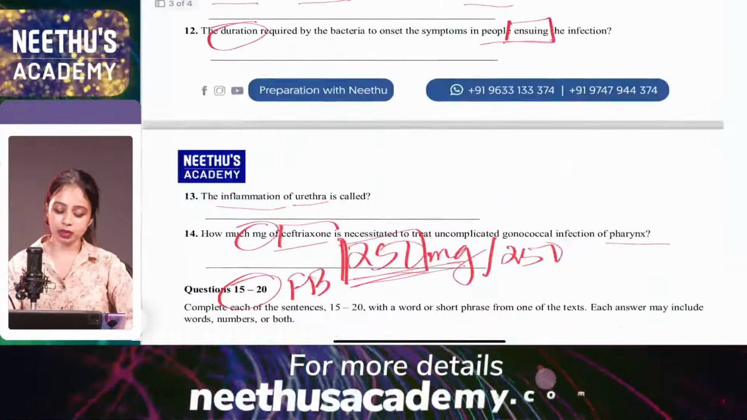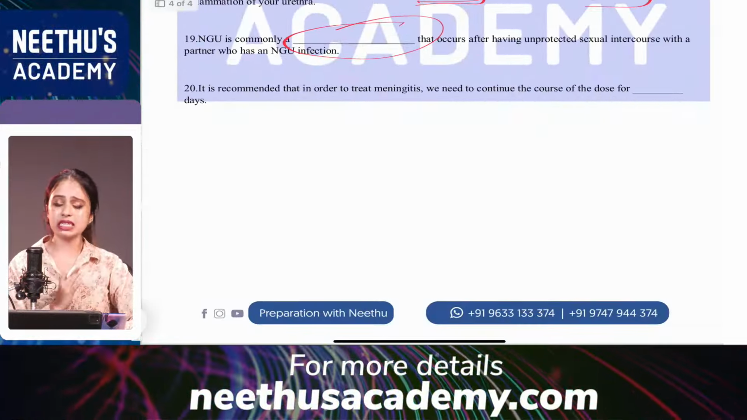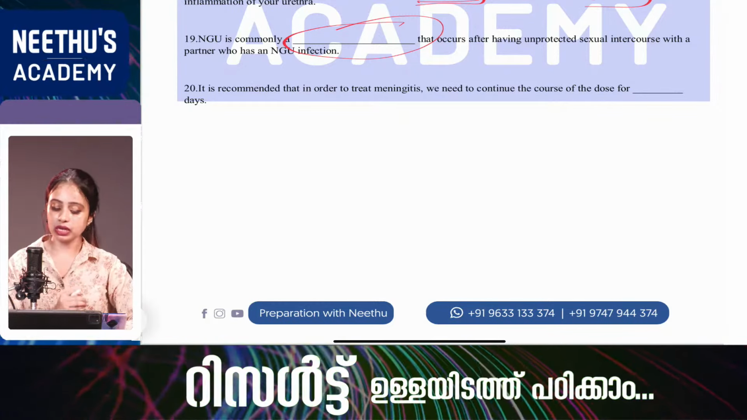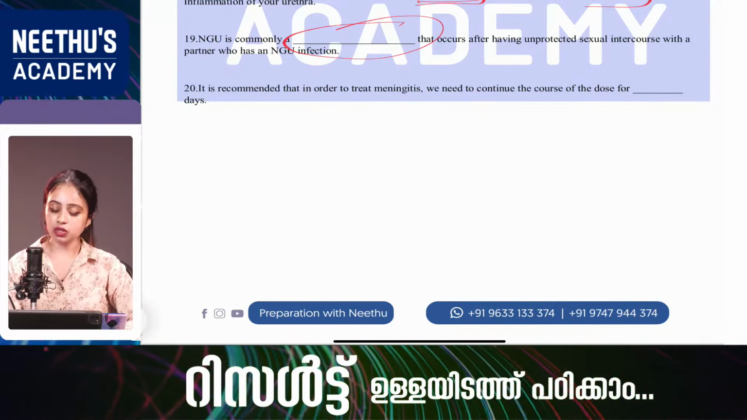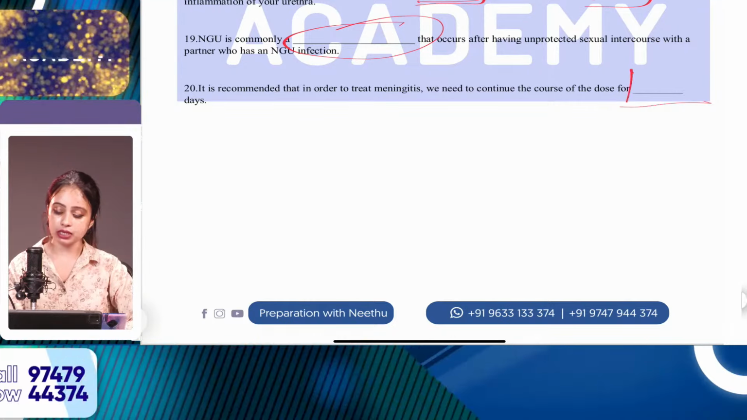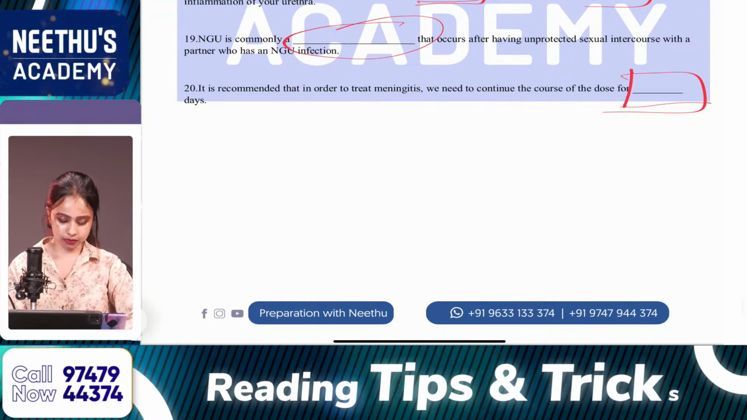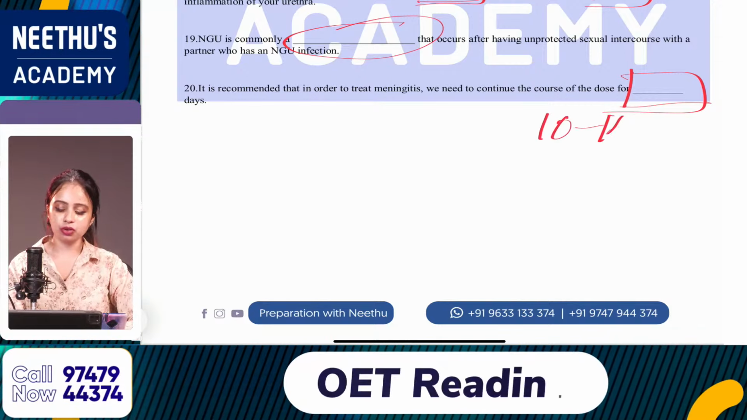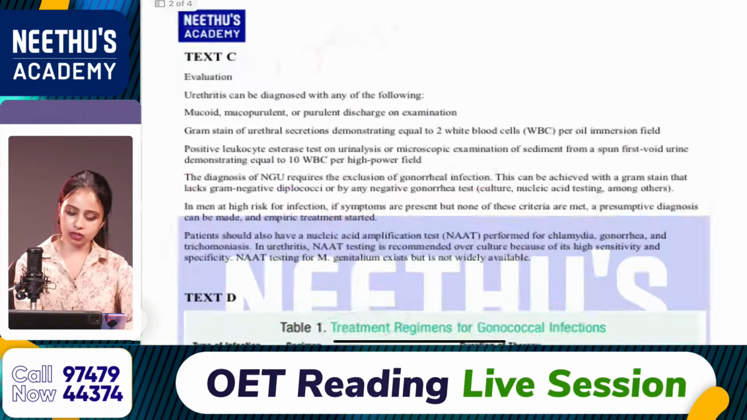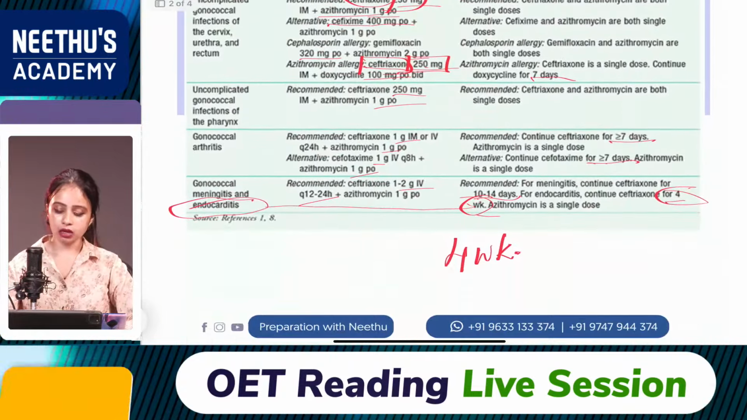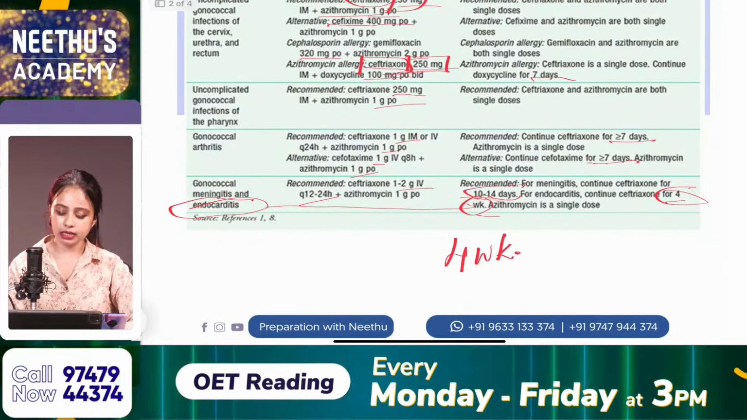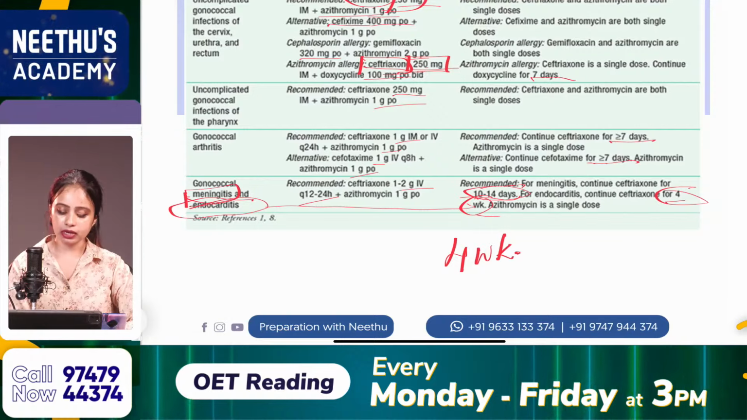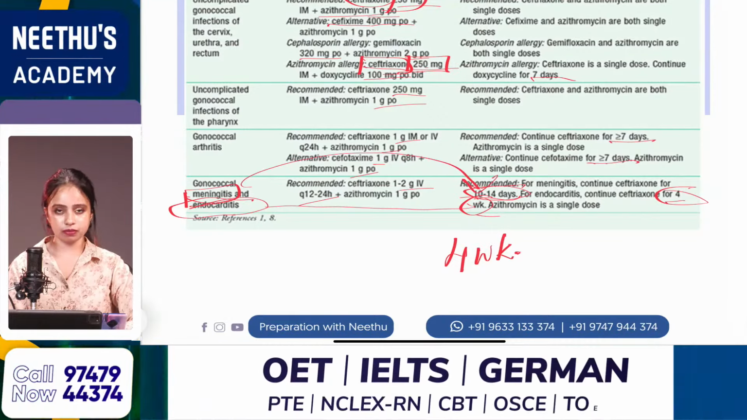So the last one, 20. It is recommended that in order to treat meningitis, we need to continue the course of the dose for dash days. How many days? 10 to 14. Very good. That is from text D. 10 to 14 days. It's all about meningitis.